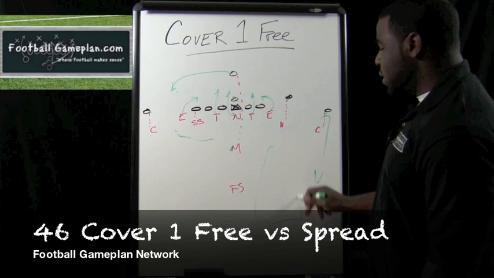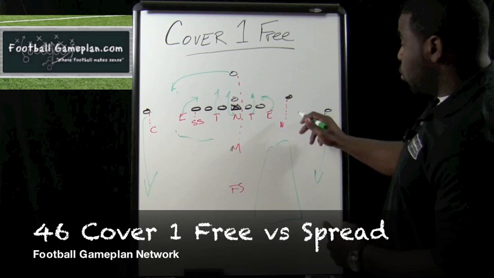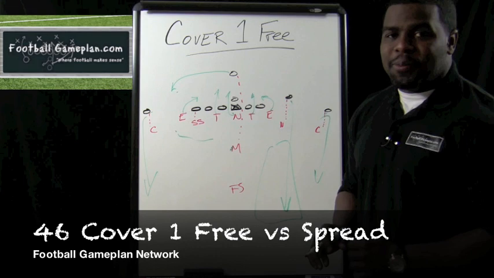You have all this space for the free safety to cover, and the free safety won't be able to adequately cover 2 or 3 streak routes. That safety has to pick one, and either one he chooses will be the wrong decision. So it depends on when you plan to use cover one free.